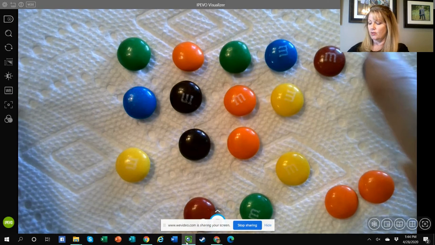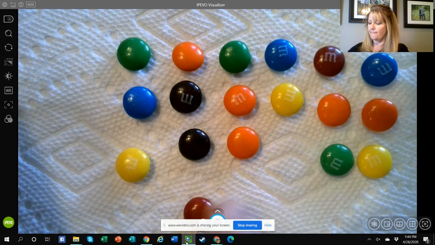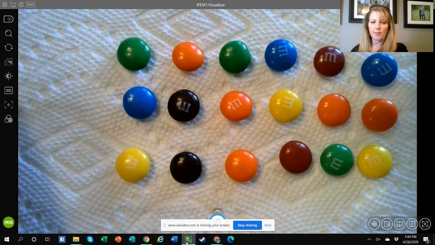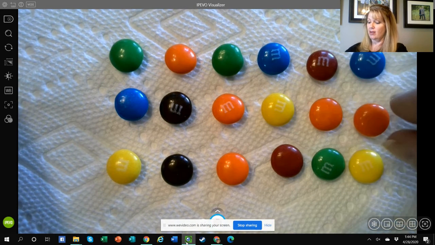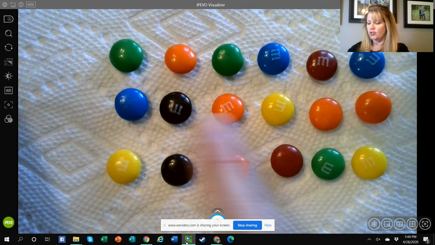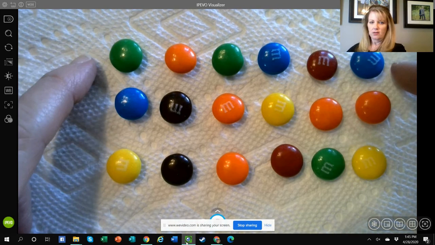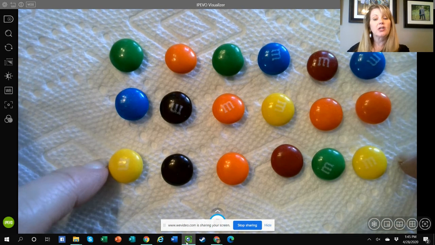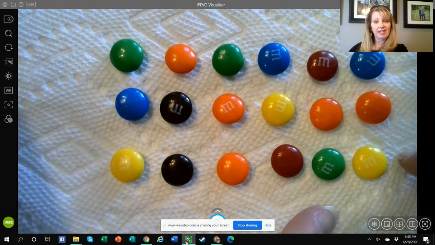So here I'm building an array. How many rows do I have? How many of those go across? Hopefully you're thinking or saying out loud that there are 3 rows. 1, 2, 3. Those go across. Row 1, or the top row, the middle row, the bottom row. Now, how many columns do I have? 1, 2, 3, 4, 5, 6.